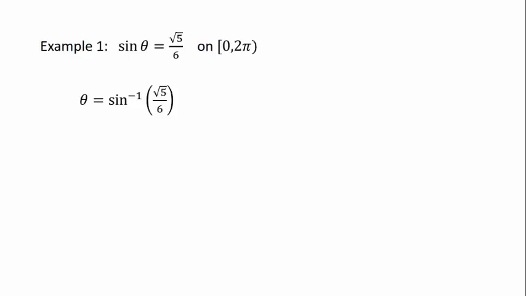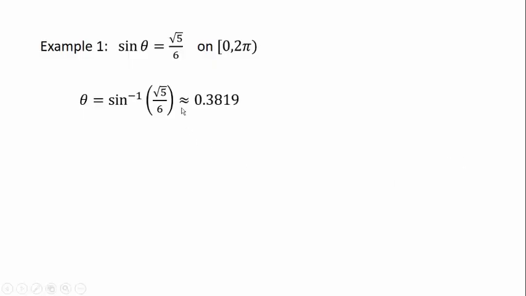So the first thing I can do is go ahead and rewrite this as theta is sine inverse of root 5 over 6. So what we need to do is plug that in our calculator. Now make sure your calculator is in radian mode. We're given a domain to look on between 0 and 2 pi. That is definitely in radians. So make sure the calculator is in radian mode.